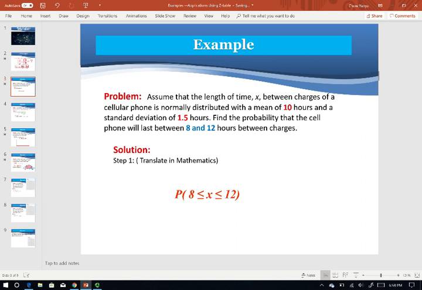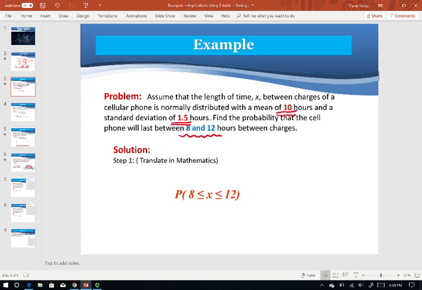So example 1. Assume that the length of time between charges of a cell phone is normally distributed with a mean of 10 hours and a standard deviation of 1.5 hours. Now find out the probability that the cell phone will last between 8 and 12 hours between charges.